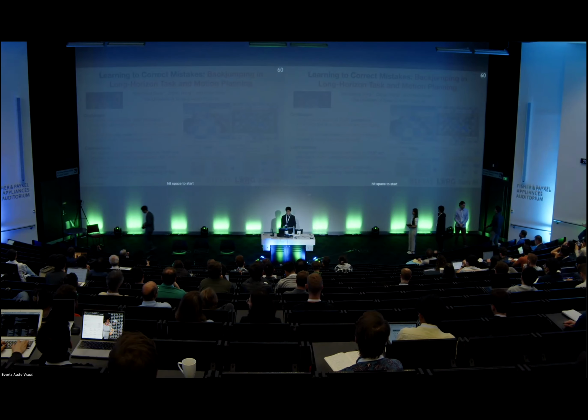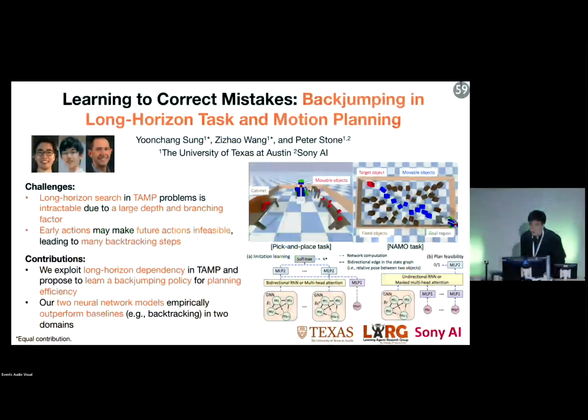Hi, everyone. I'm Min Chang Song from UT Austin. The long horizon planning problem is challenging as it creates a large depth and branching factor. If one of the early actions is made wrong, the rest of all possible future actions can be infeasible, which creates a large number of backtracking steps.